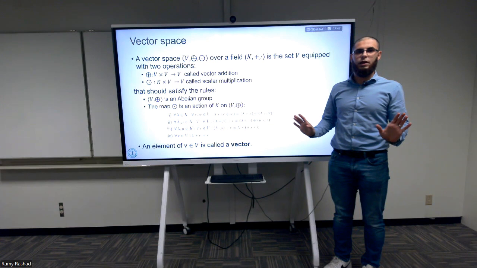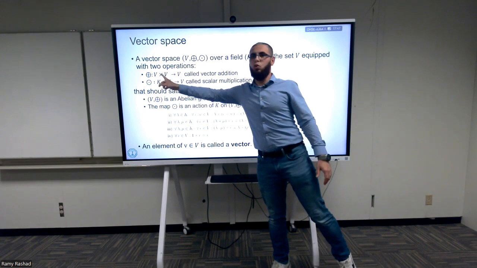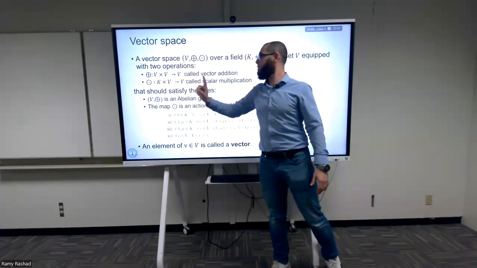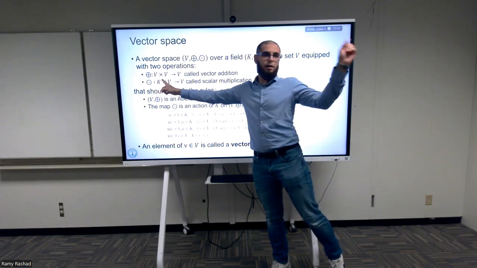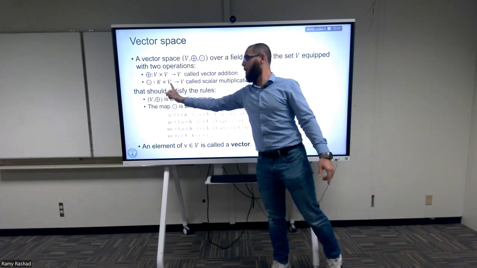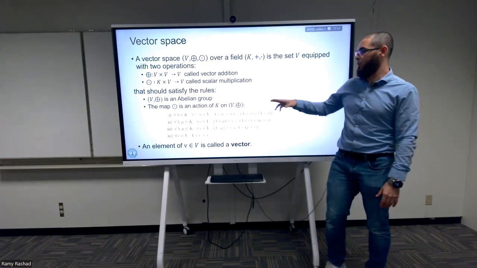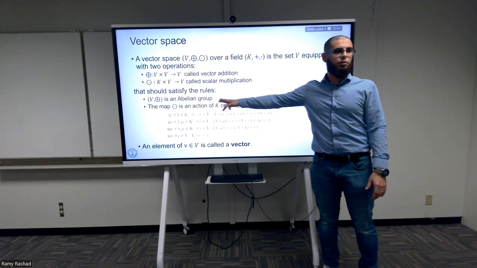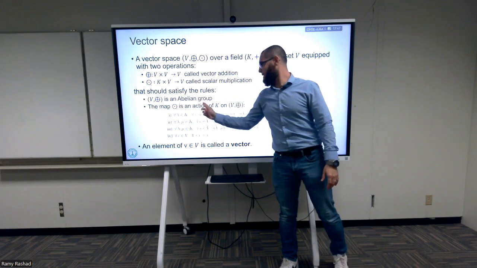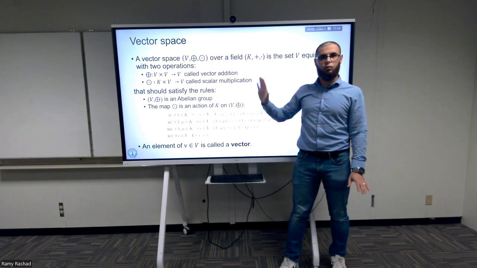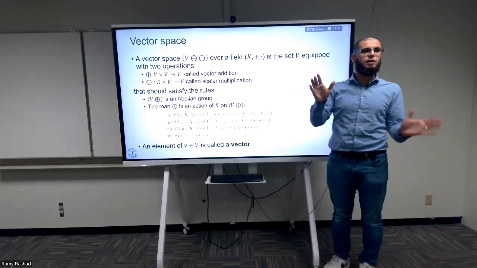These are the conditions that we have. The vector addition takes two elements of V and gives you another element in V. The scalar multiplication takes one element of the field K and one element of V and gives you an element of V. They should satisfy some rules, of course. The first one is that V with the plus is an abelian group. The second one is that the scalar multiplication is an action of the field on this group. If you don't know what an action is, it's just what satisfies these properties.